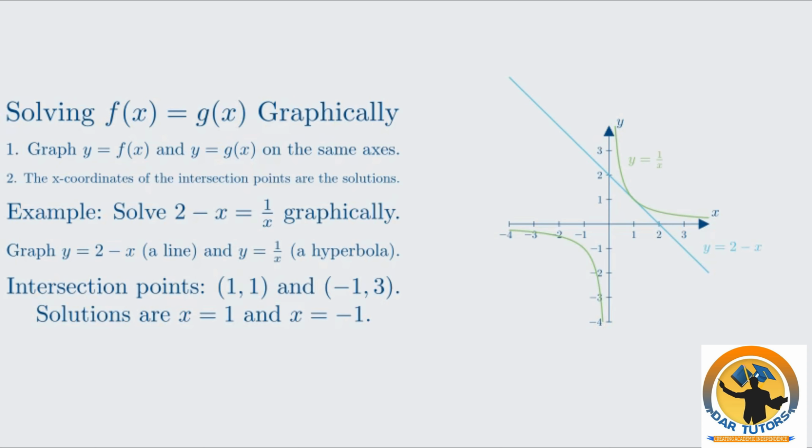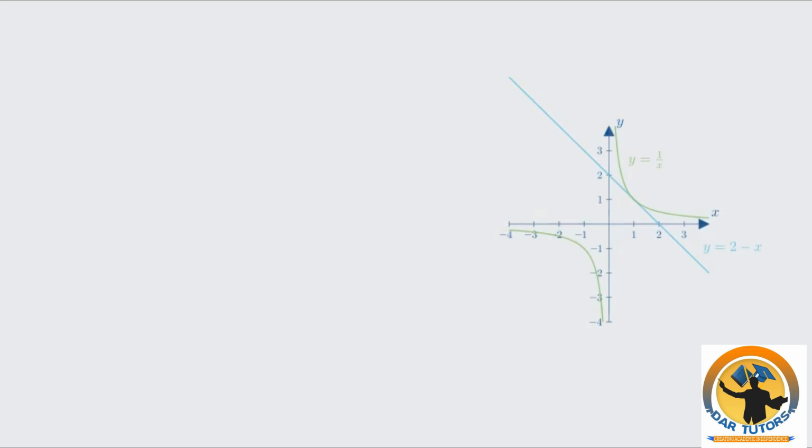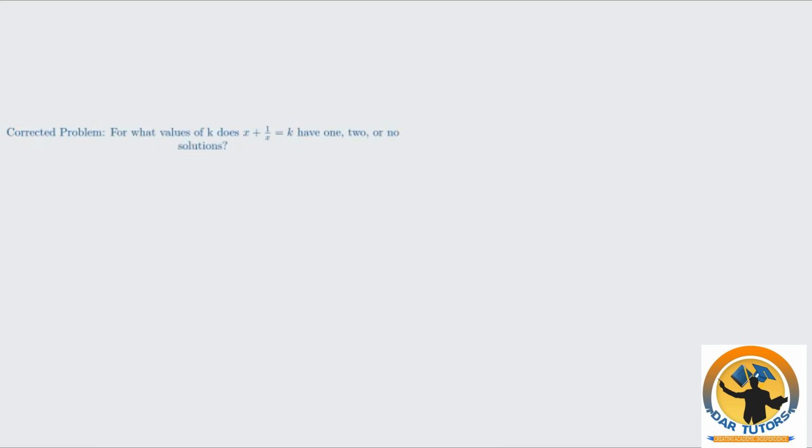Why is that? The problem in the notes actually asks to solve 2 minus x equals 1 over x, but the graph shown is for x plus 1 over x equals k. Let's stick to the problem as stated in the notes. The problem asks for what values of k does the equation x plus 1 over x equals k have 1, 2, or no solutions. We can rewrite this as k minus x equals 1 over x.